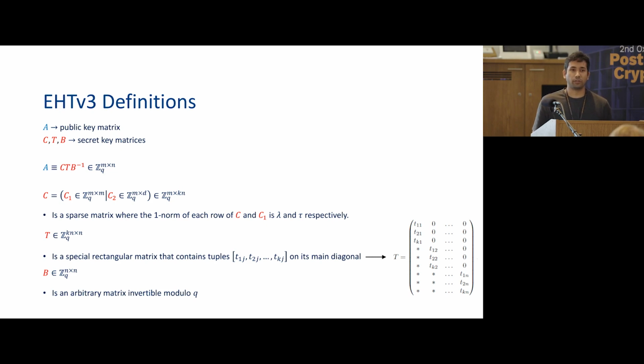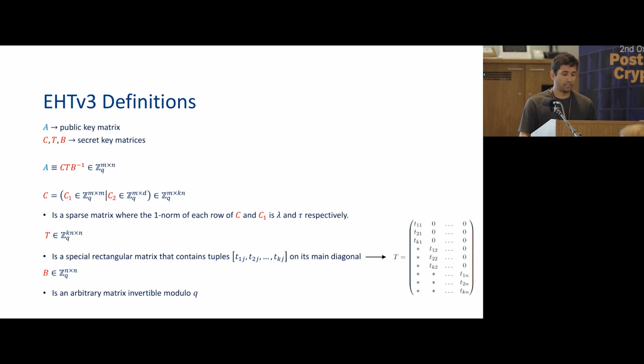Now I'll set up some definitions for EHT version 3. So A refers to our public key matrix, C, T, and B are our secret key matrices. And the public key matrix is just computed as a matrix multiplication of C, T, and B inverse. When I use the congruent symbol, I mean implicitly mod Q everywhere. And C is constructed by two submatrices, C1 and C2, where C generally is a sparse matrix, and the one norm of each row of C and C1 respectively is lambda and tau. You can see that C1 is a square matrix, and you can also deduce from this that M plus D is equal to K times N.